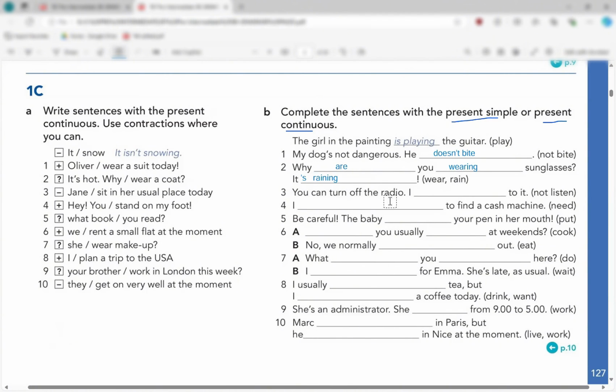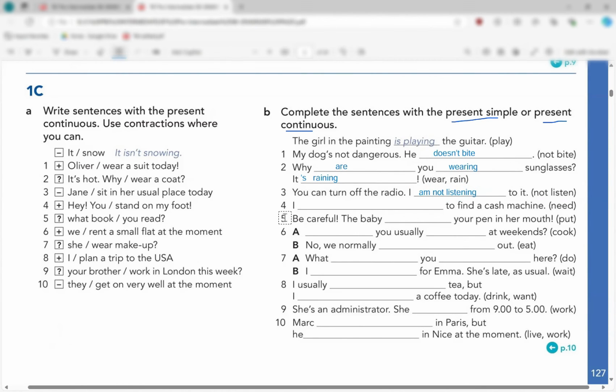Number three, you can turn off the radio. Not radio, huh? Don't say radio, guys. Radio is no good. You can turn off the radio, not listen. And it means I'm talking about now, so I'm not listening to it.